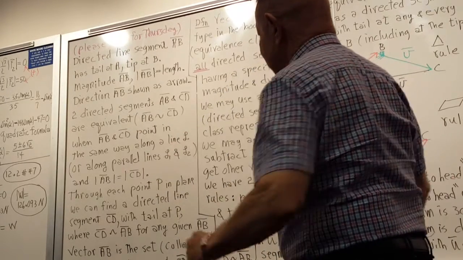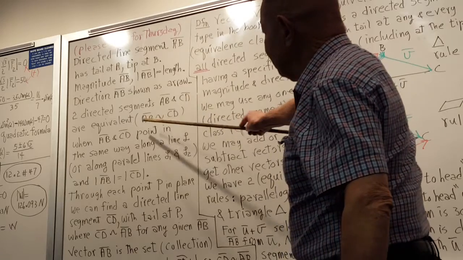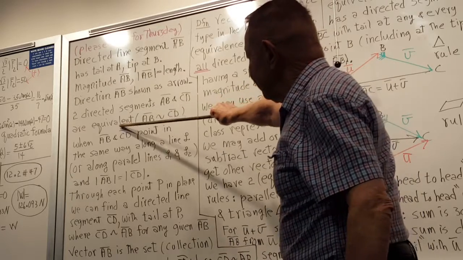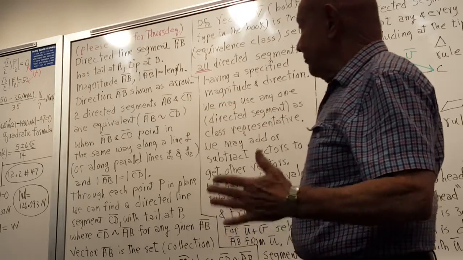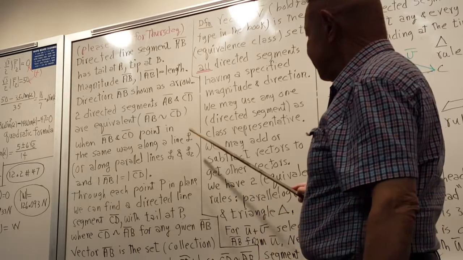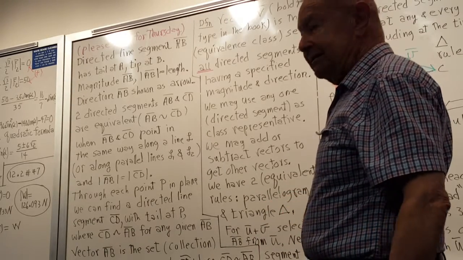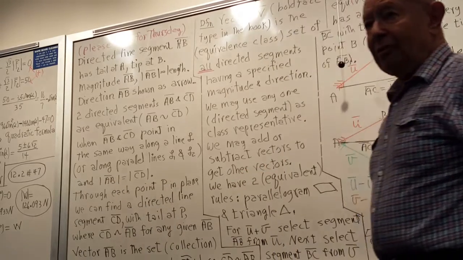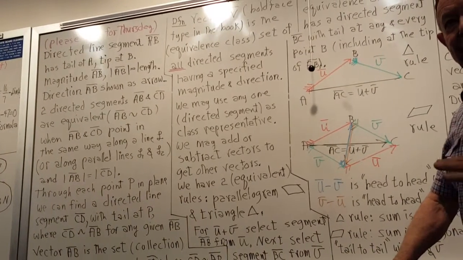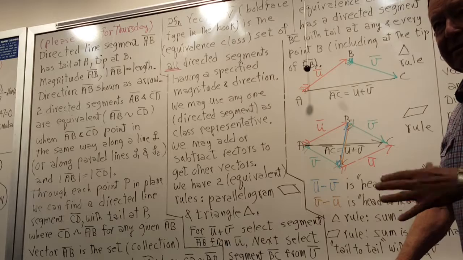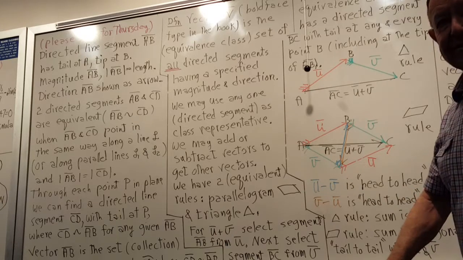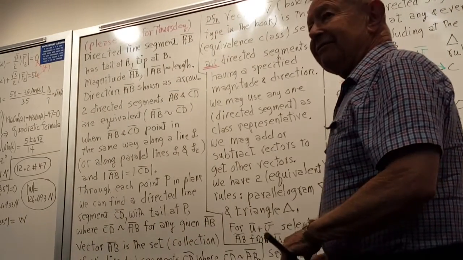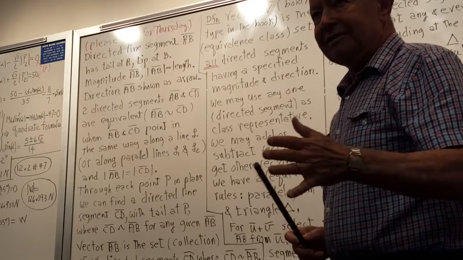So two directed segments, AB and CD, are equivalent, and this wiggle thing reads equivalent, when they point the same way along a line, script letter L, or along parallel lines, and when the magnitudes are equal. See, it's more than just simply saying that they're pointing along the same line, because they could be different lengths, of course. And it's more than just saying they have the same length, because they could point in different directions.